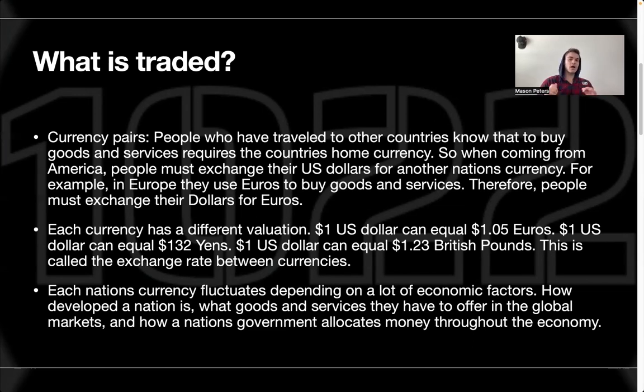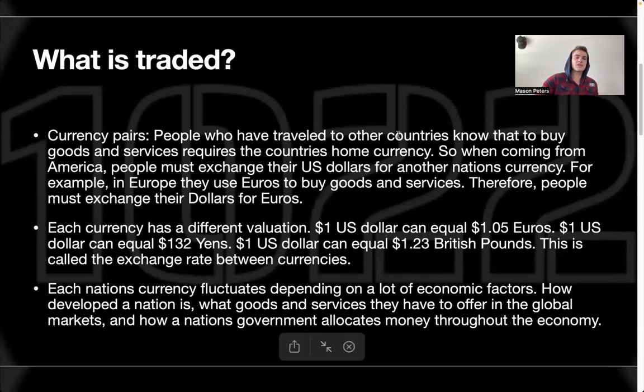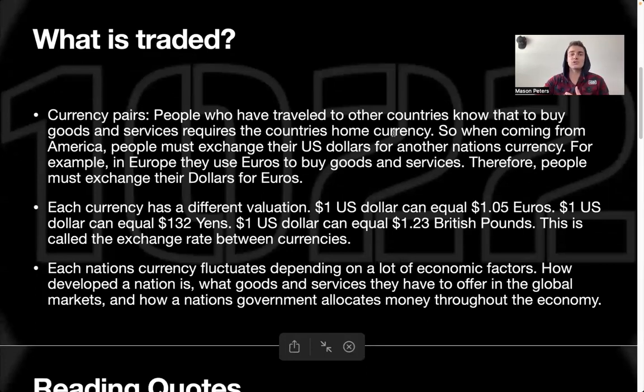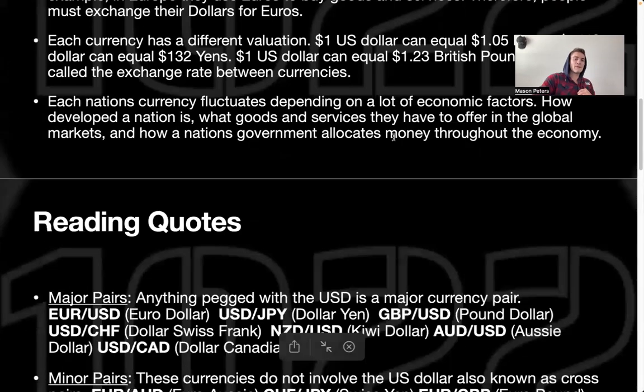What makes one different from the other? It really depends on a lot of economic factors: how a nation is developed, what goods and services they have to offer to the global markets, how a nation's government allocates money through the economy, and a lot more that could be listed as to why the dollar is 1 and the yen is 132. There are just so many different factors, and as you progress, you'll learn more and more about why that is.